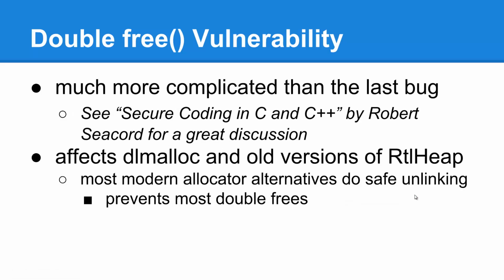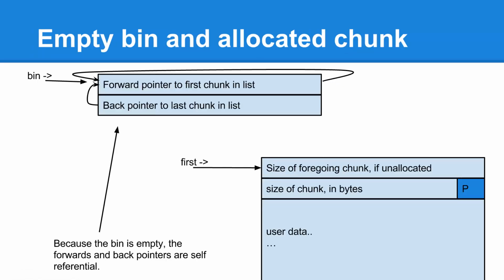In this case, it's a bit more complicated to exploit and to understand. Secure Coding in C and C++ offers a great discussion into the particulars of this a little more deeply. We're going to go through it in some slides, and it's important to note that it affects dlmalloc and some old versions of Windows RTL heap. Most modern allocator alternatives do safe unlinking that prevents double free exploitation. However, you can still exploit this today on modern Linux systems. It just depends on the allocator being used.